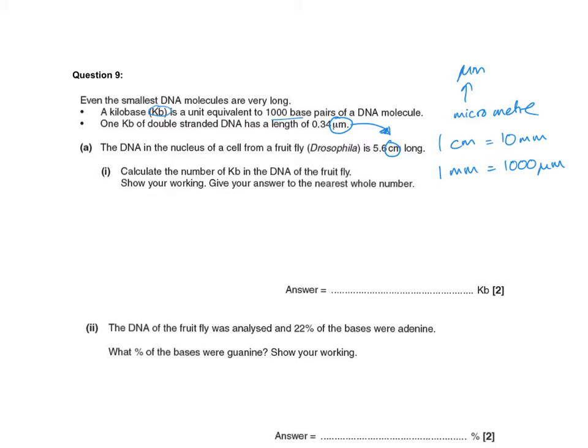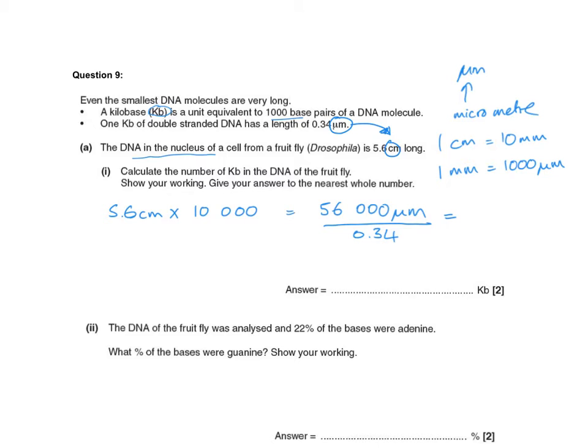So in order to do this conversion, we've got 5.6 centimeters. We need to convert that into millimeters. That would be a multiplication by 10, and then into micrometers. So if we multiply this by 10,000, then we'll get the micrometer size. Okay, so the DNA nucleus of the cell from reply is 56 micrometers long. We're going to divide that by 0.34 to work out how many kilobases there are in there.